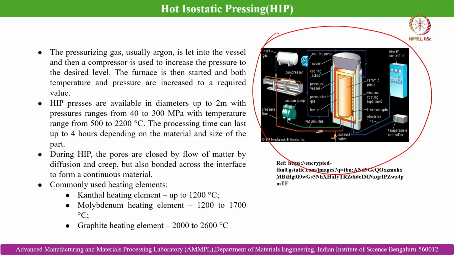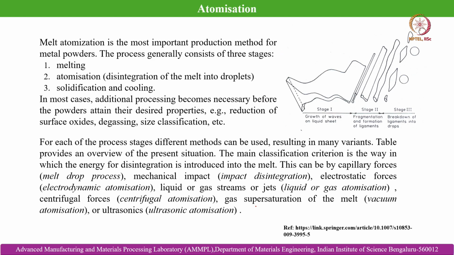Commonly used heating elements in hot isostatic pressing are Kanthal heating elements up to 1200 degrees centigrade, and between 1200 and 1700 degrees centigrade we generally use molybdenum heating elements, and beyond 1700 degrees centigrade graphite is used as the heating element material for hot isostatic pressing. Now we have discussed some of the pressure assisted powder metallurgy techniques.